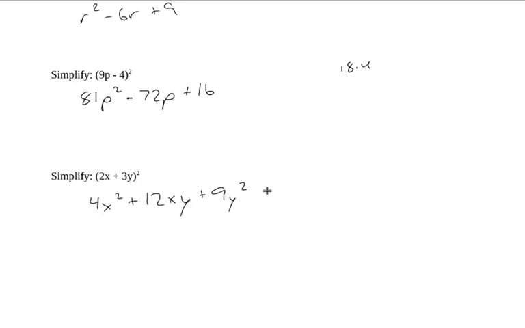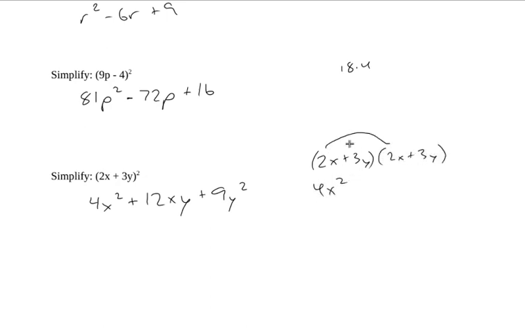So these special products, the whole point of them is because they are common patterns that you see, and if you can kind of skip a step when you're using these, you can save some work. Now, none of these had to be done using the special products. I could have done 2x plus 3y times 2x plus 3y, and then done my distributive property.